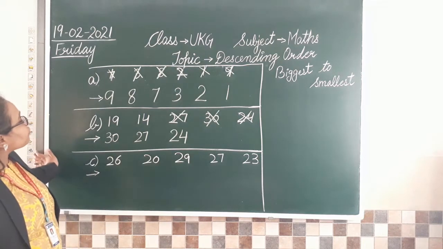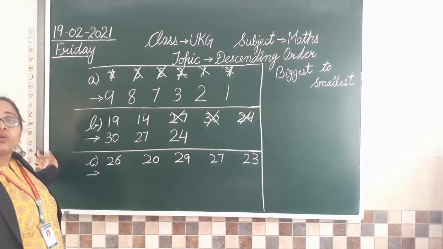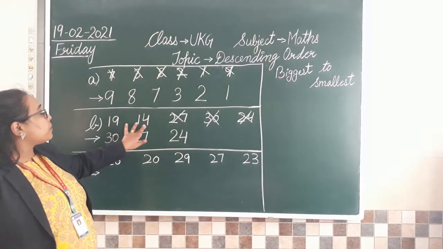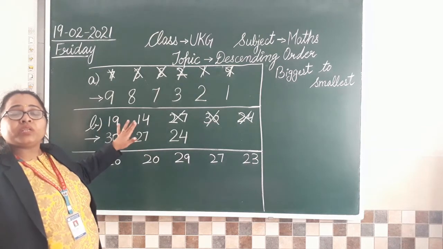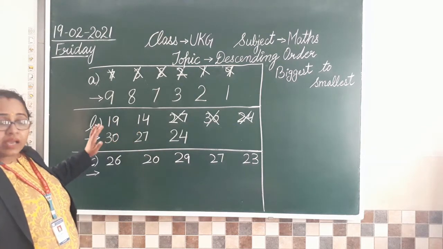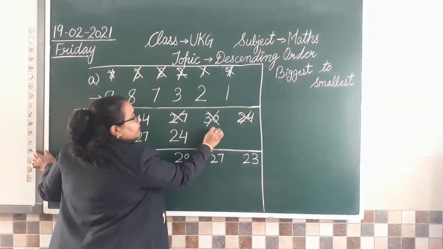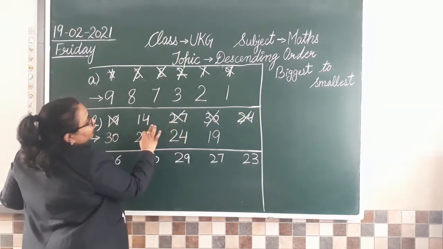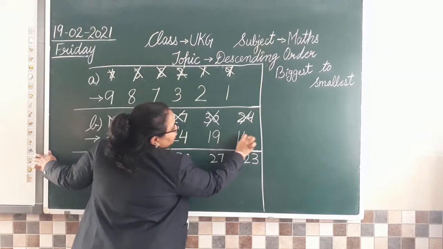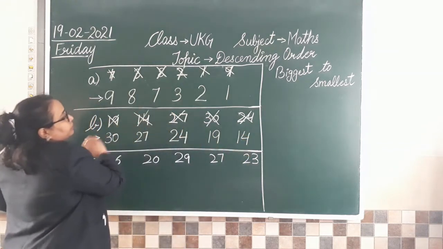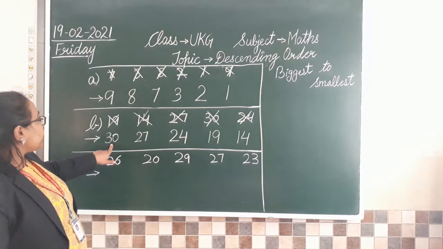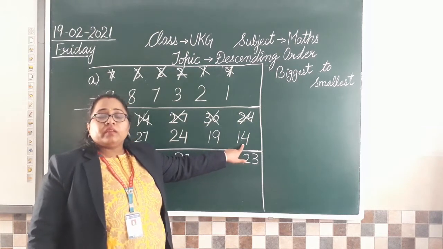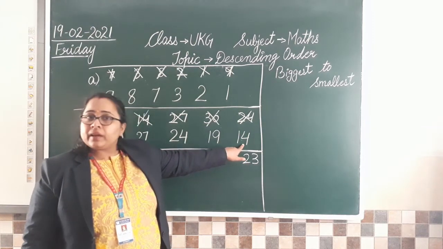Now the numbers left with us is 19 and 14. So tell me which one to be copied now? Biggest. इन दोनों में biggest बताइए कौन सा है? 19 बड़ा है या 14 बड़ा है? 19 बड़ा है. So what you will do? You will write 19 here and put cross here. अब आप देखेंगे only 14 is left. So we will write 14 and we will cross it from here. Now see 30, 27, 24, 19, 14. These are the numbers we have. Clear everyone?